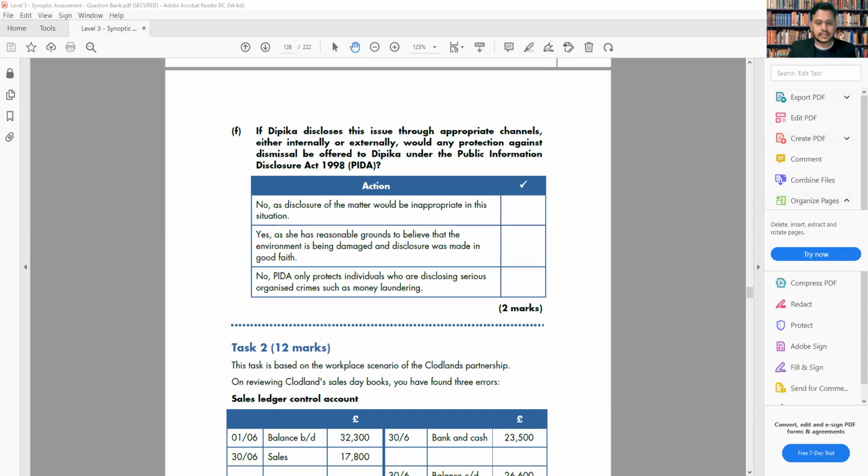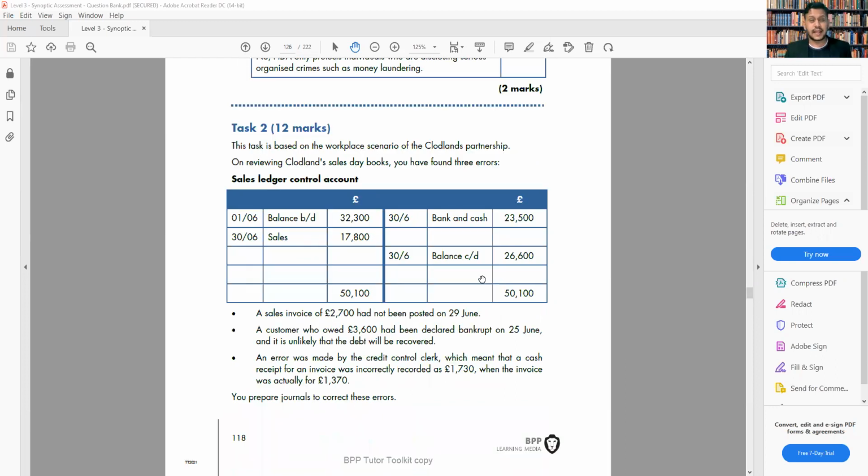All right, let's move to the next task. Question number 2, as we said, this question most likely will be linked from incomplete records from your final account preparation paper, from chapter number 2 if you are using the BPP book. So let's have a look at what we have here. This task is based on the work-based scenario of the Code-Land partnership. On overviewing the Code-Land sales daybook, you have found an error.